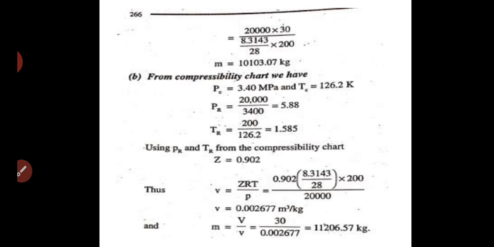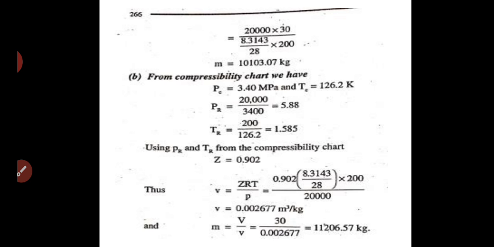Now we know that PV is equal to ZRT, so v is equal to ZRT divided by P. Z we have found out as 0.902. R is 8.3143 divided by 28, the molecular weight of nitrogen. Temperature is given as 200 Kelvin, divided by pressure 20 megapascal or 20,000 kilopascal. So v is 0.002677 meter cube per kg.